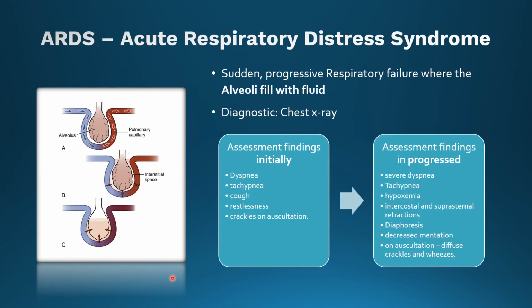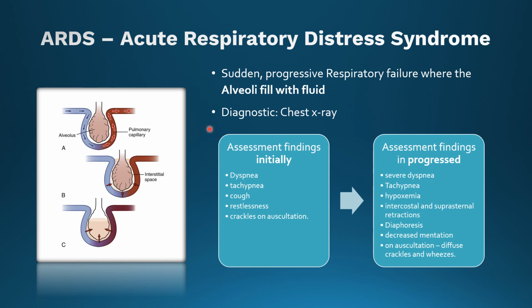Next, we have ARDS, or acute respiratory distress syndrome, which is a sudden progressive respiratory failure where the alveoli fill with fluid. So this is diagnosed through a chest x-ray. The mortality rate for ARDS is 50%. A few years ago, when COVID-19 was new and spreading quite rapidly, we had a lot of deaths related to COVID-19. COVID-19 was not actually what was causing the deaths in the patients. These patients were dying because of ARDS, or acute respiratory distress syndrome, which was triggered by the COVID-19 virus.